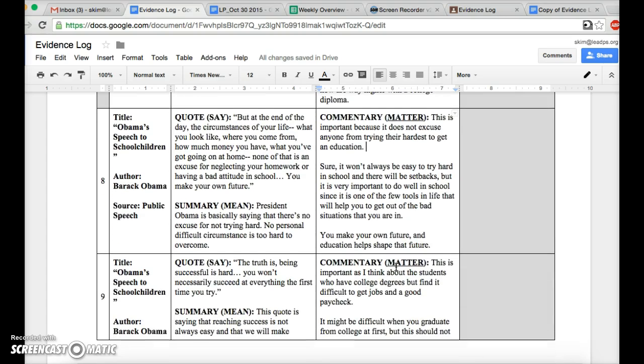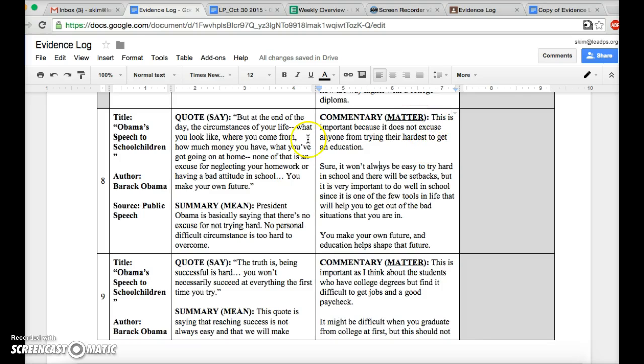The fourth focus point is thoughtful commentary. You see here that this person has very long commentary. Commentary doesn't necessarily need to be long to be thoughtful, but here's an example of thoughtful commentary for you to read.